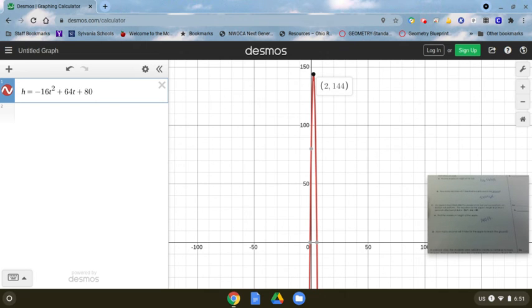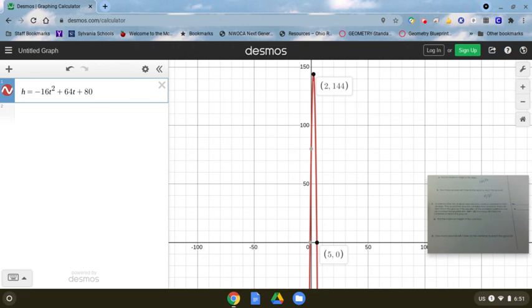This one says, how many seconds will it take for the apple to reach the ground? Okay, so let's go over here. It's now on the ground. How many seconds is that? 5 seconds. Awesome. Let's do the next one.